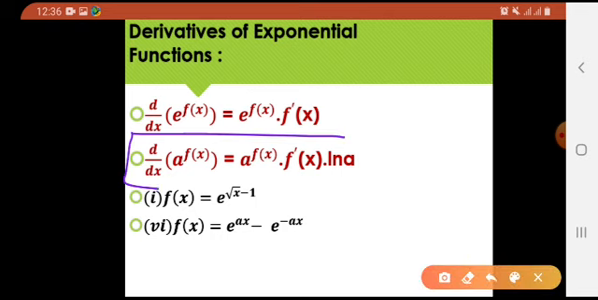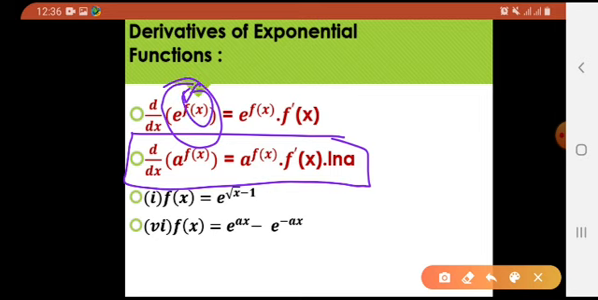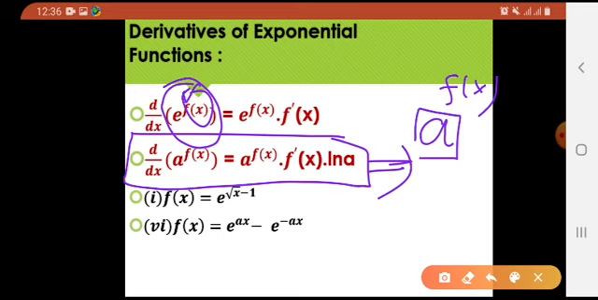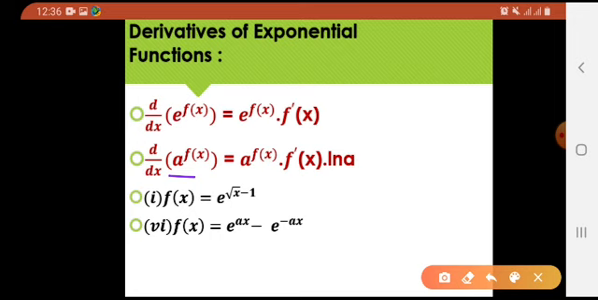Okay, now look at this one. Here you can see the exponential function had e being the base and f of x being the exponent, right? What about this one? What is the difference over here? It has a raised to the power f of x. I have told you so many times, a being the constant. So what does it mean? When you have a constant with some exponent, a being the base, which is your constant, and f of x is the exponent, then what would be the derivative of that term?